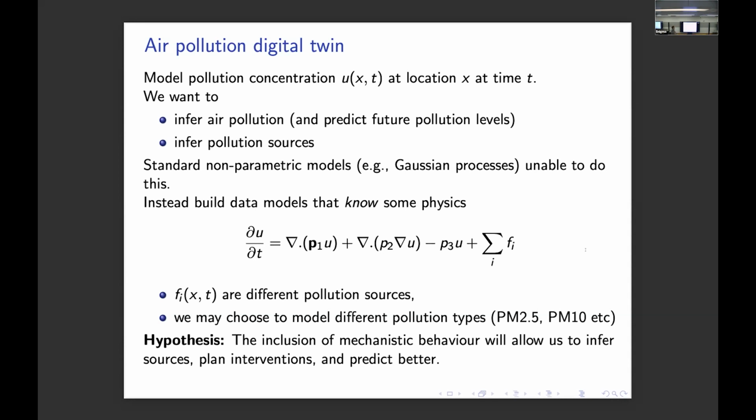Okay, so we know about the wind, but obviously we know nothing about the buildings, the trees, the topology. We're not including any of that information. We couldn't possibly model that kind of detail.